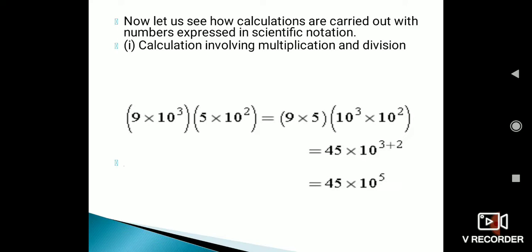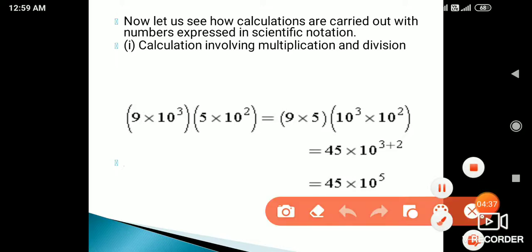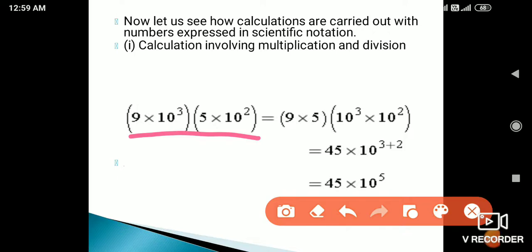Now, let us understand scientific notation when the calculation involves multiplication and division. If you see here, the numbers taken are 9 into 10 to the power 3 and 5 into 10 to the power 2. Here, 9 and 5 represent the capital N, and 10 to the power 3 and 10 to the power 2 are the exponential parts.